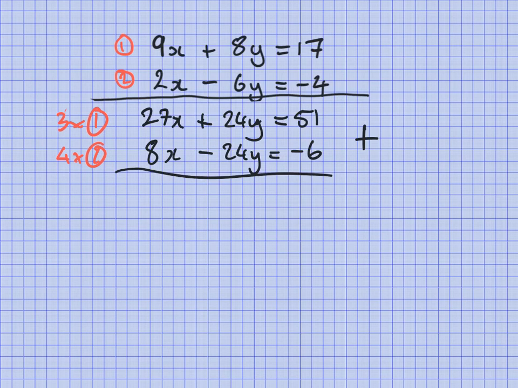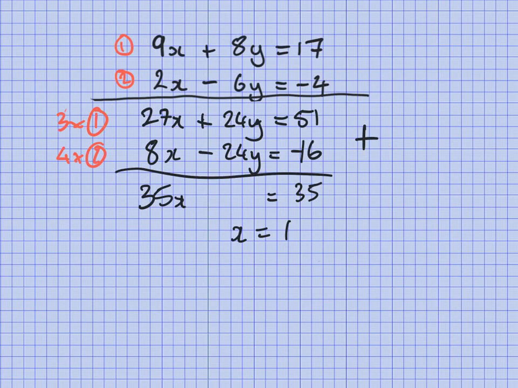So now 27x add 8x comes to 35x. 24y plus minus 24y cancels out. And 51 minus 16, add minus 16, is 35. So x equals 1, same as it did in the last one. Some of you may have noticed a sneaky adding of a 1 there. It's sometimes possible to make errors. Do be careful and check your work as you go along.